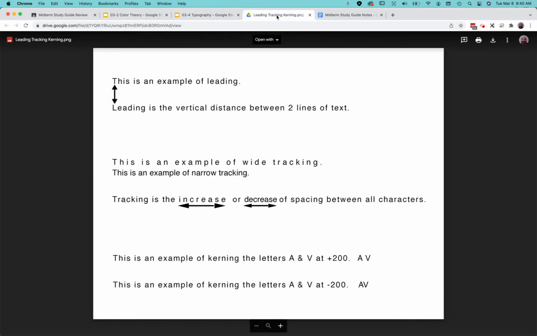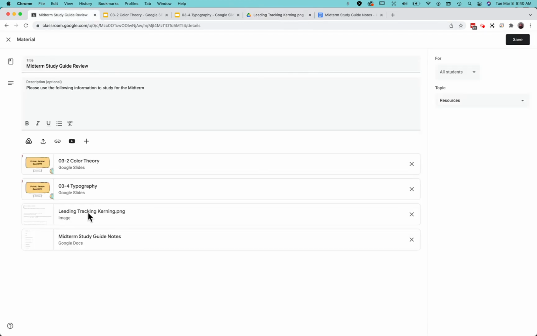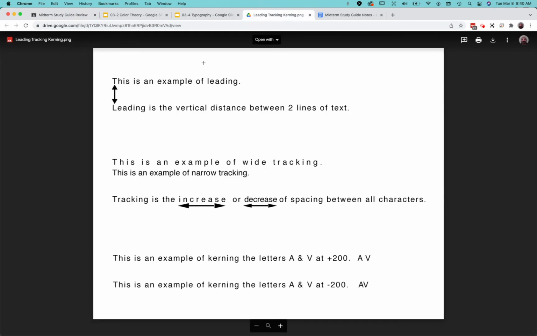I've added a point which I wanted to talk to you about in person today, but I can't because I'm not there. Leading, tracking, and kerning. You need to know this. We've gone over it before, but we need to go over it again. Make sure you look at this. It's the third one down here: leading, tracking, kerning.